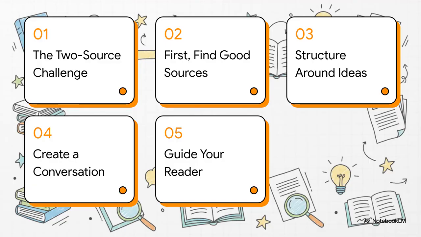So here's our game plan. First, we're going to really understand the challenge itself. Then we'll cover how to find genuinely strong sources. After that, we get to the secret sauce, structuring your paper around ideas. From there, we'll get practical on how to create a conversation between those sources. And finally, how you can truly guide your reader. It's basically a 5-part journey from I'm so confused to I've totally got this.